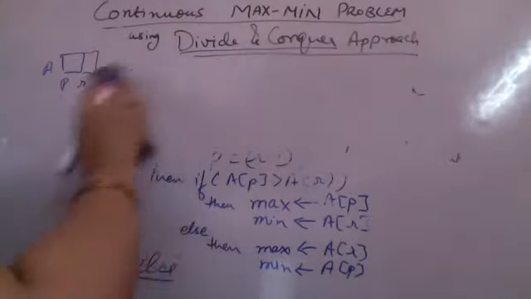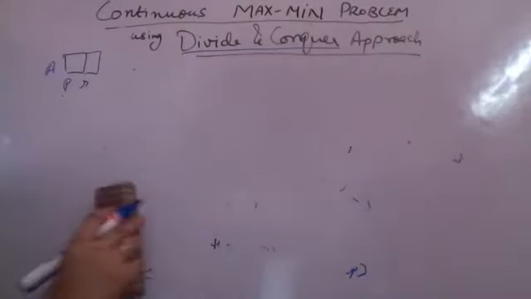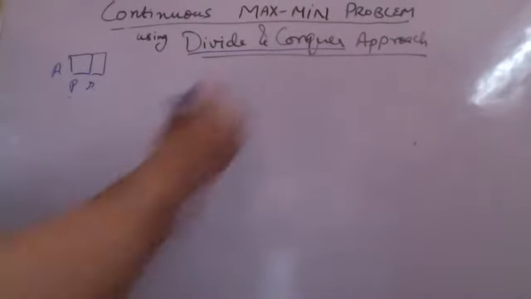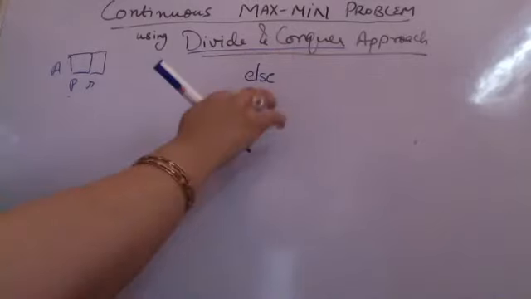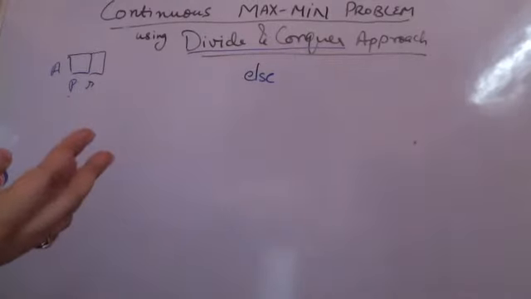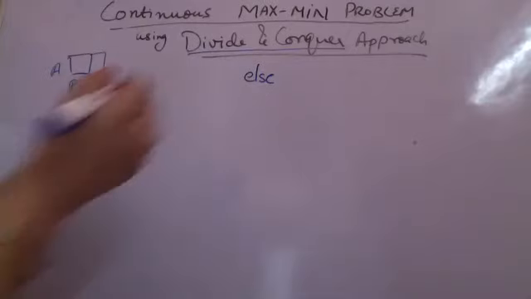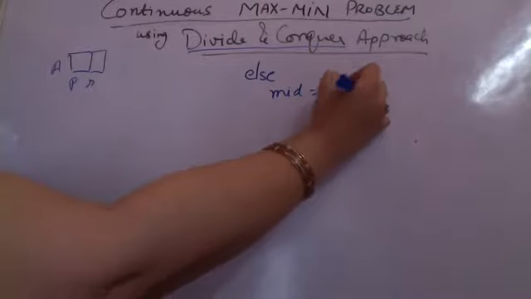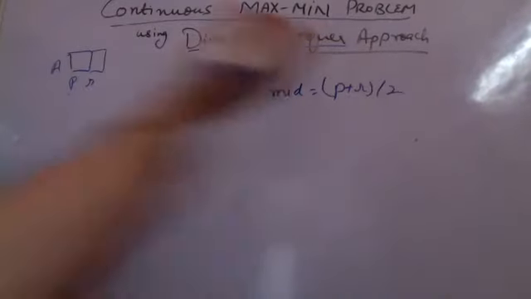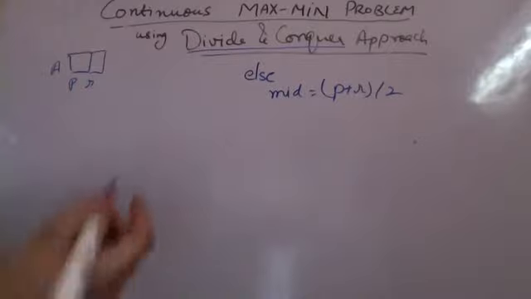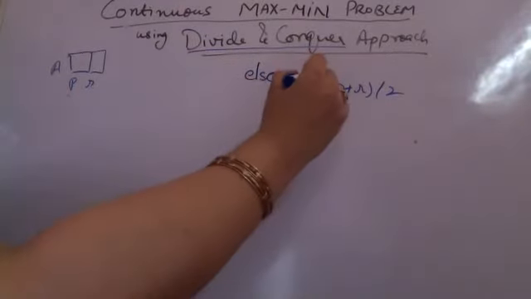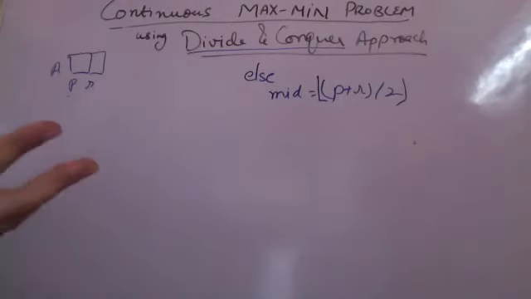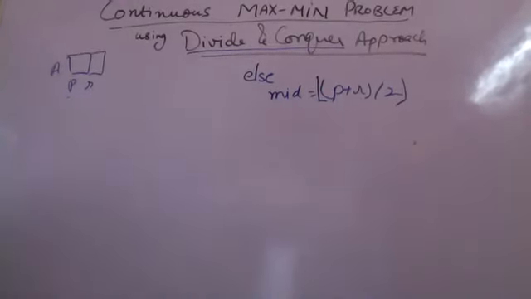So after we have checked that it is a list of a single element or a list of two elements, next, else means it is a list with more than two elements. In that case, I will be calculating a midpoint. What is the midpoint? P plus R by 2. It is technically the floor value; in case we are taking integers in C or C++, it will automatically take the floor value only.